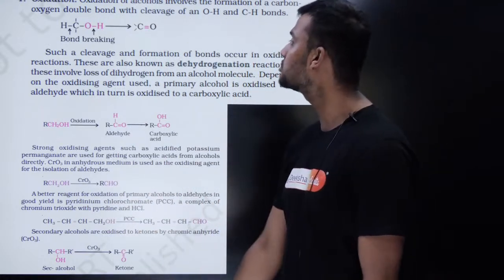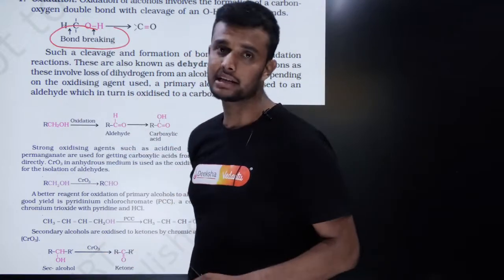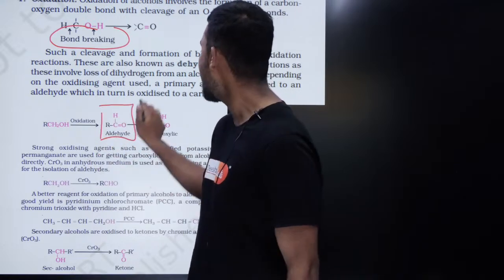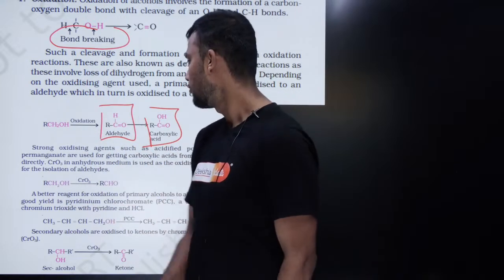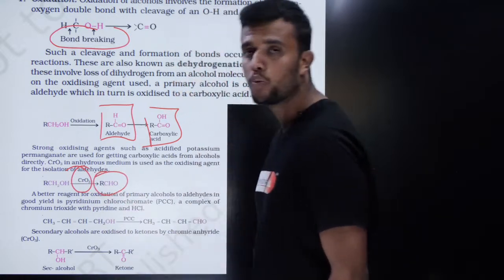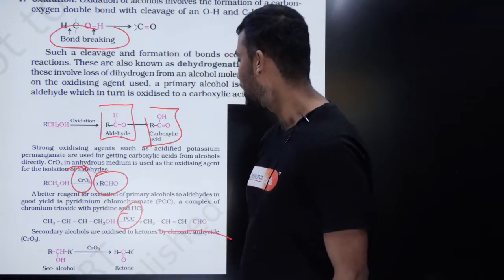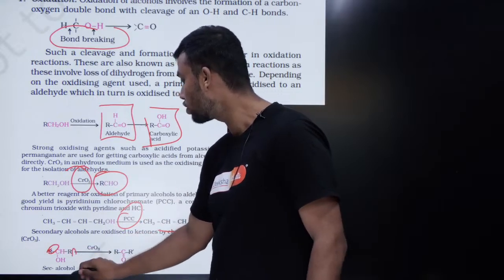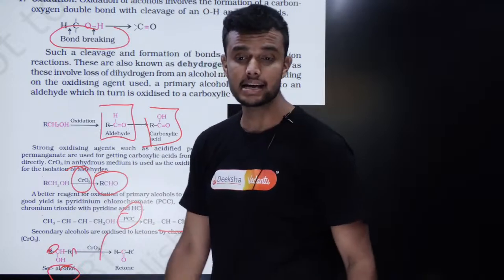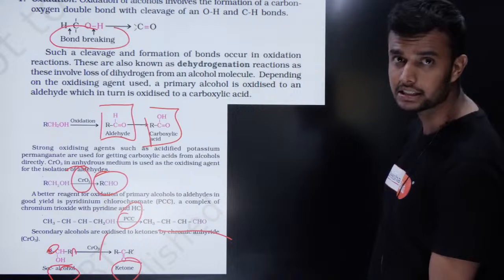Then after this, oxidation, very simple. Whenever ethanol undergoes oxidation using any oxidizing agent, it forms either aldehyde or carboxylic acid. For example, with chromic oxide, aldehyde is formed. Similarly with PCC, aldehyde. And when secondary alcohols undergo oxidation in the presence of an oxidizing agent, a ketone compound is formed. Okay, my dear students, this is about the oxidation reaction.